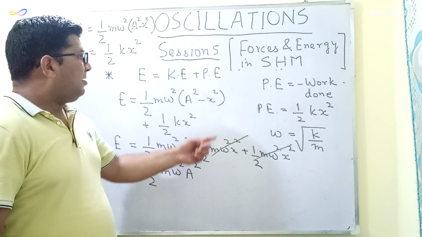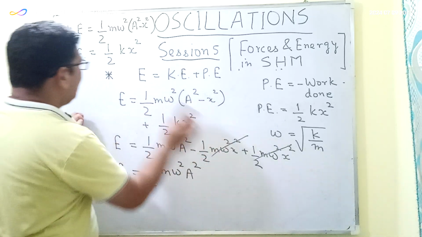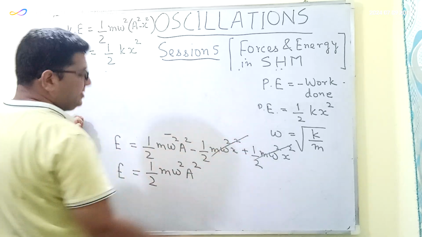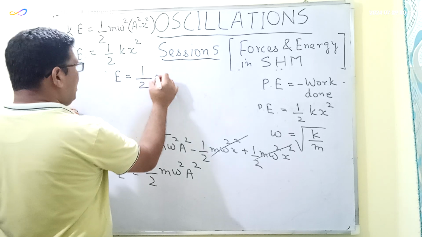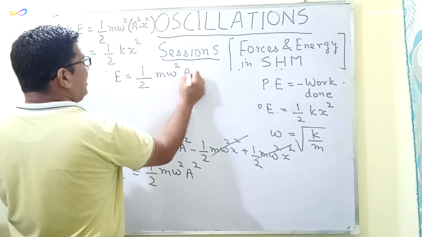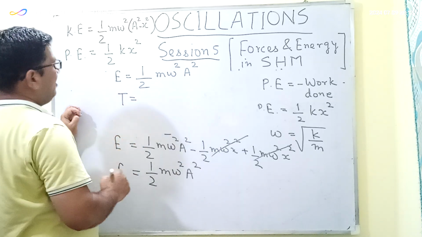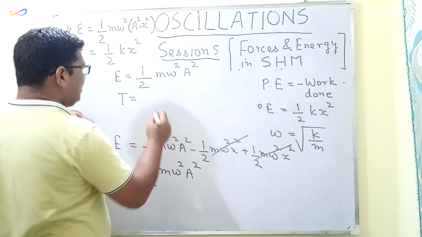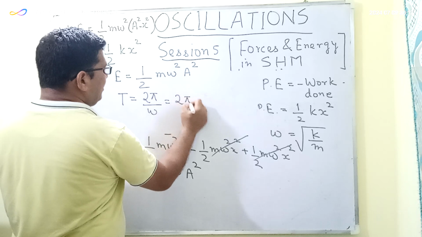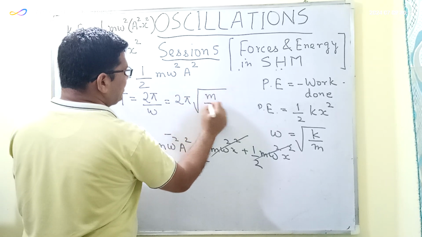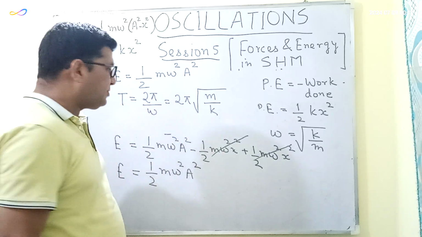So a particle which is executing the simple harmonic motion has got the total energy equal to half m omega square a square, where a is the amplitude of this simple harmonic motion. The time period of the simple harmonic motion, which is equal to 2 pi upon omega, is equal to 2 pi under root m upon k. This is the value which we have just now derived, just few minutes back.